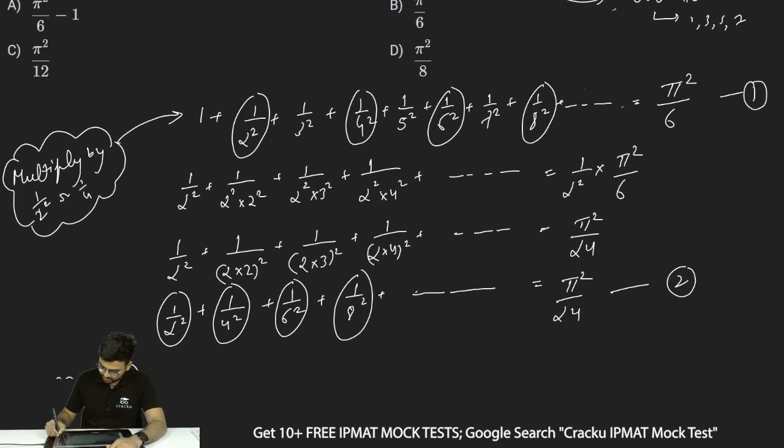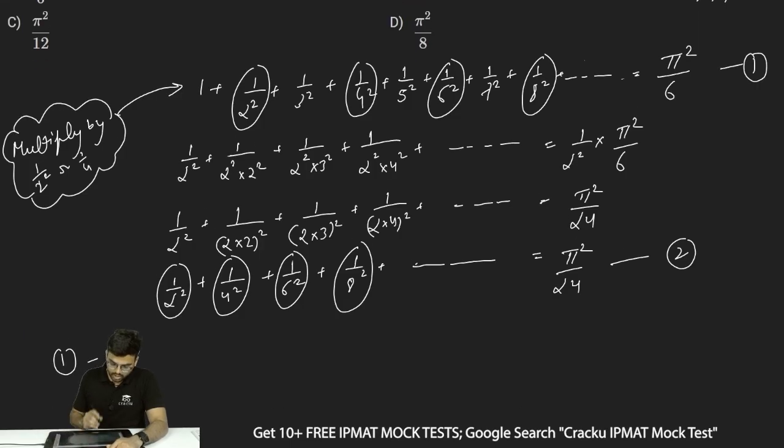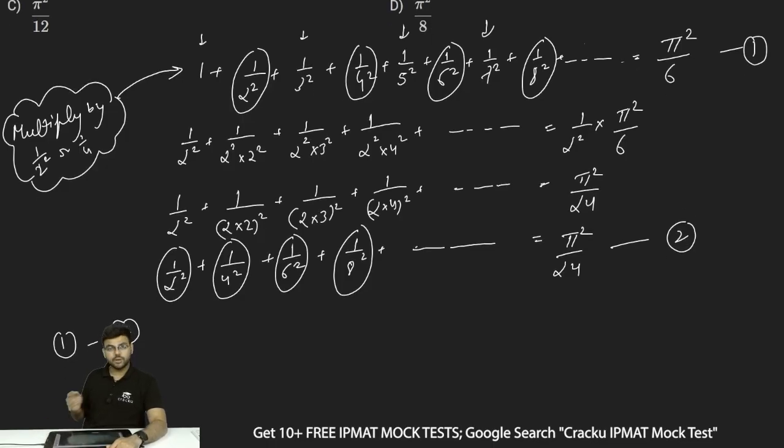So now if you compare, in equation 1, which are the terms which are left? I am left with 1, then I'm left with 1 by 3 square, then I'm left with 1 by 5 square, and then I'm left with 1 by 7 square. So if I perform 1 minus 2, what I will be left with is 1 plus 1 by 3 square plus 1 by 5 square plus 1 by 7 square up till infinite.